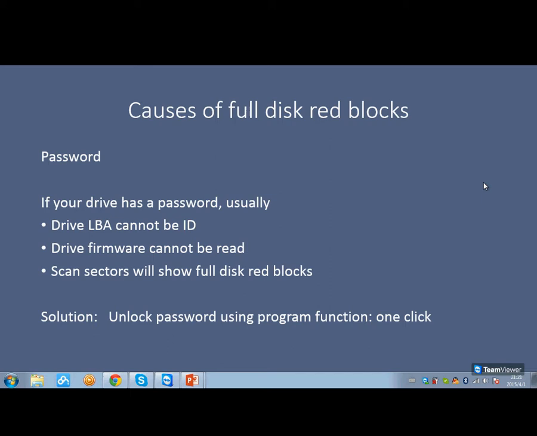So that's the way the password is cleared for the Hitachi drive. It's a little bit hard, but still within several steps you can unlock your drive. So that's easy. This is one of the most common problems of why the drive shows all red. One of the major problems is password. If you scan the drive and you think there's a password, you can try to clear the password. So this is reason one, password.